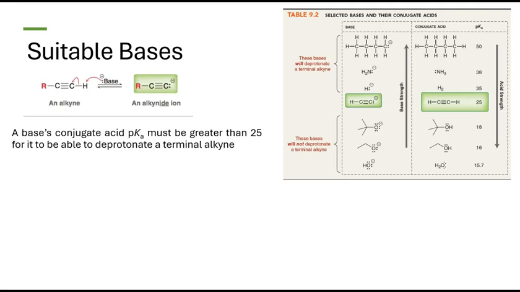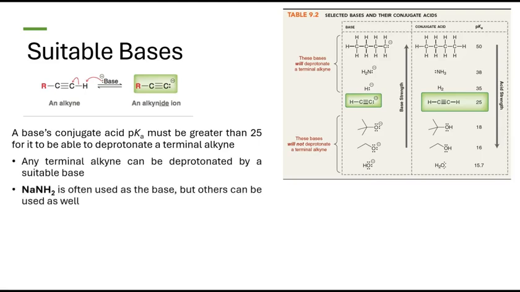Suitable bases. A base's conjugate acid pKa must be greater than 25 for it to be able to deprotonate a terminal alkyne. Any terminal alkyne can be deprotonated by a suitable base. Sodium amide is often used as a base, but others can be used as well. Any of these bases will deprotonate a terminal alkyne, while these will not be able to deprotonate a terminal alkyne.